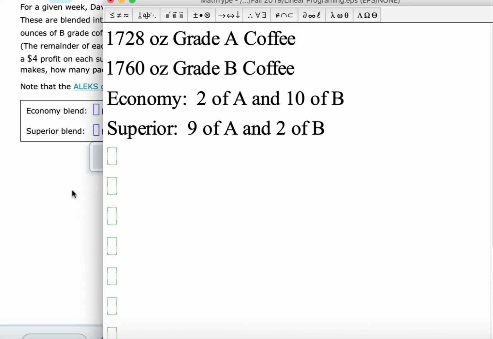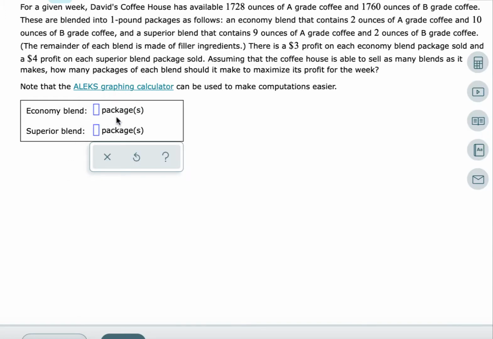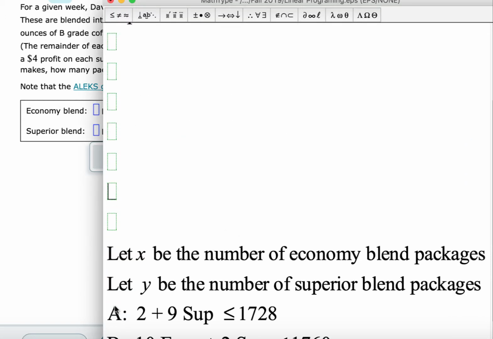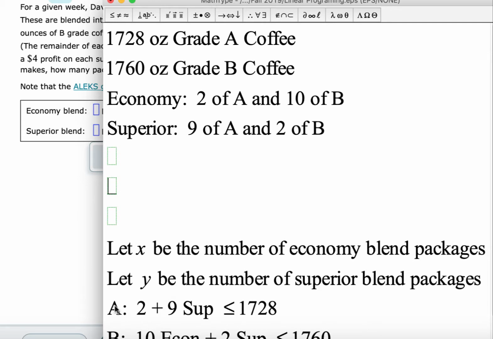In the problem, they ask us to find the number of packages of the economy blend and the number of packages of the superior blend. So in MathType, I've let X and Y take on those variables. I let X be the number of economy blend packages and Y be the number of superior blend packages. And then I notice that 2 of the economy, which is 2x, and 9 of the superior, 9y, is all going to be the A, and that should be at most 1728. So I'm going to have 2x plus 9y is less than or equal to 1728.